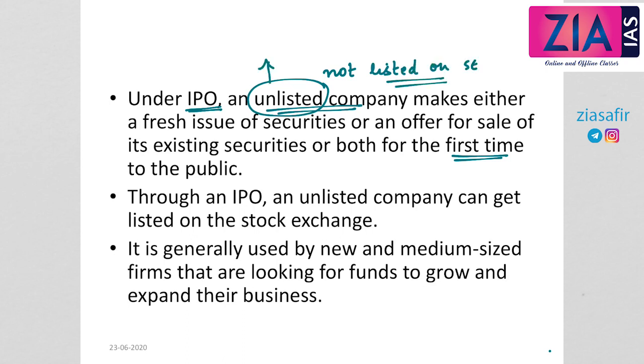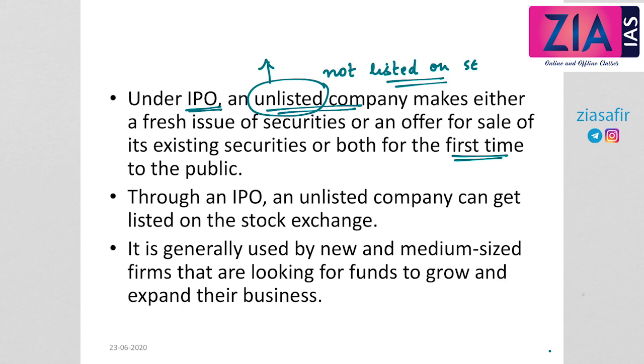When does a company get listed on a stock exchange? When it is issuing or dealing with shares, selling the shares in the stock market, that is, in the secondary market. So when a company is selling its shares or trading its shares in the secondary market, then it gets listed on a stock exchange.